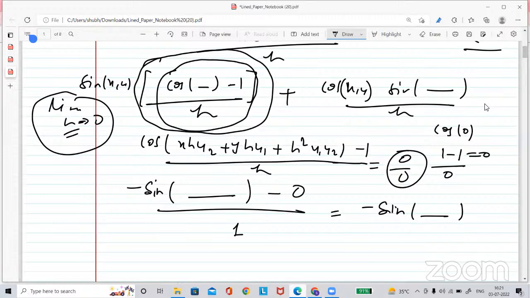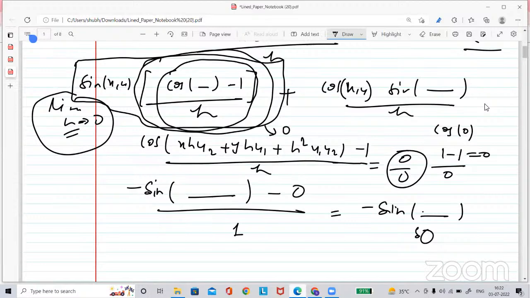So now apply limit one by one. What is going to be the limit of this portion? Sine xy, it is going to be 0 because this bigger expression gives 0. The whole expression's limit is going to be 0.